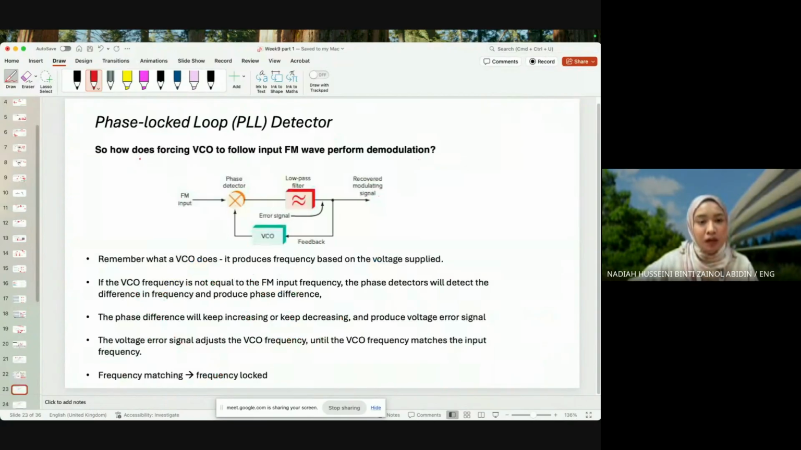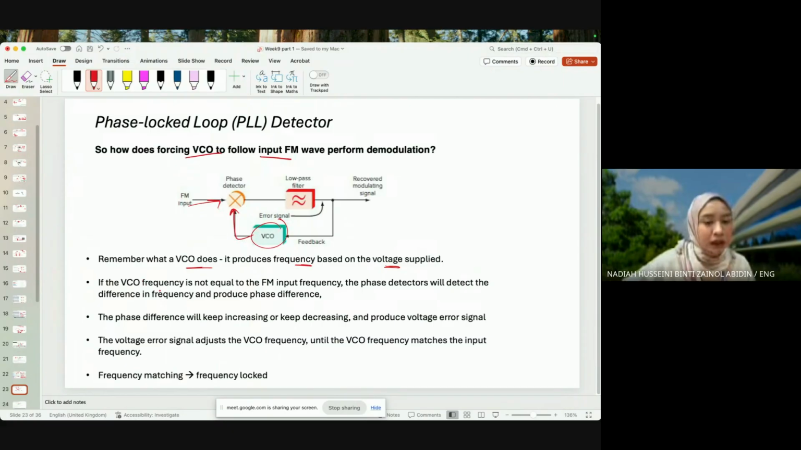Okay, so how does forcing the VCO to follow the input FM wave perform demodulation? So ultimately, the aim of this circuit is to produce FM, right? So how does forcing the VCO to follow the FM input demodulate the signal? So remember what a VCO does. It produces frequency based on the voltage supplied.